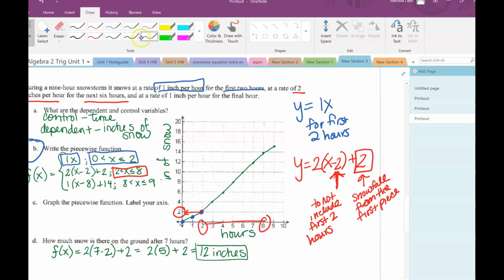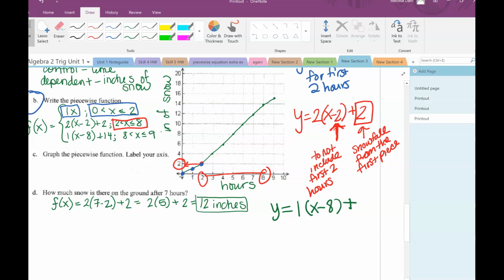The next branch said that it's 1 inch per hour, so I'm back to a slope of 1. But again, I don't want to include all the hours that have already been talked about in the problem. So my x is going to have a minus 8 here to only include the hours after the 8th hour in this calculation. But if I'm only going to include the hours in this calculation, I'm just adding up the inches that have happened so far. I need to add on to that the previous inches. Okay, so the previous inches would be what I maxed out at after the second branch, which would be 14.